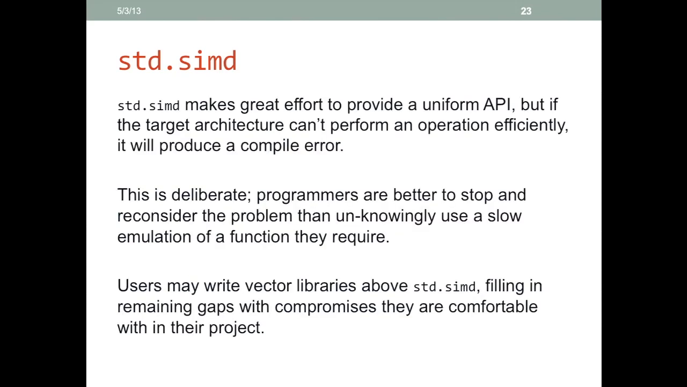The library makes great effort to provide a uniform API, but if the target architecture can't perform an operation efficiently, it will produce a compile error.